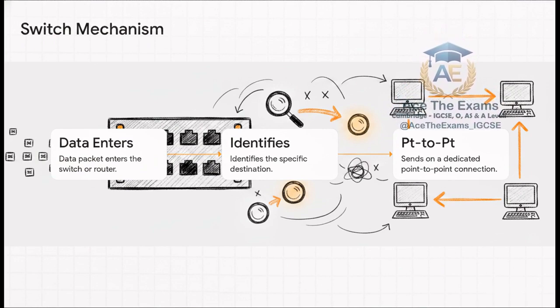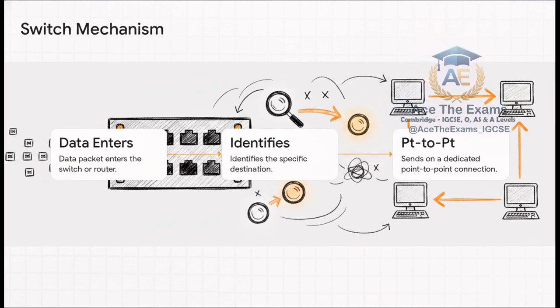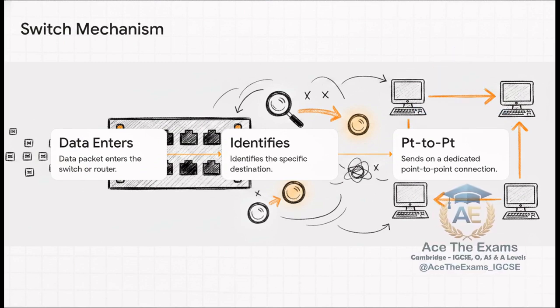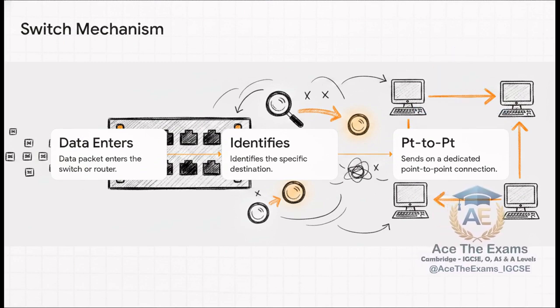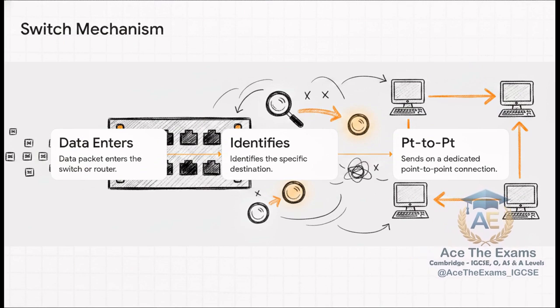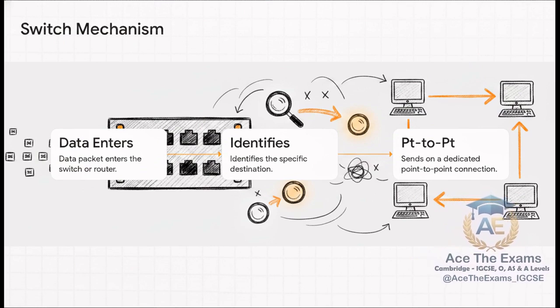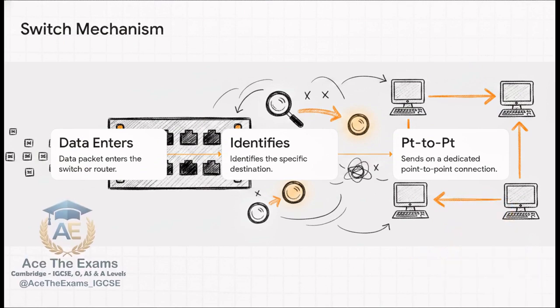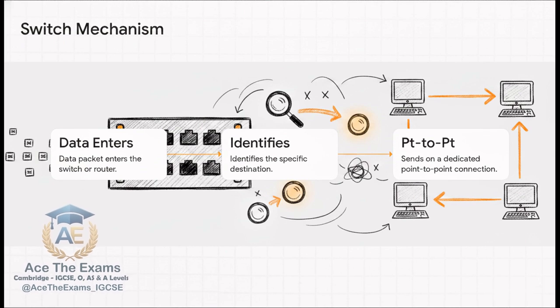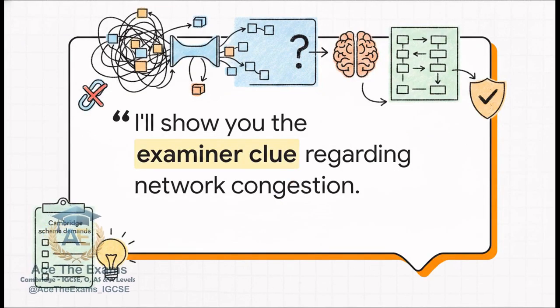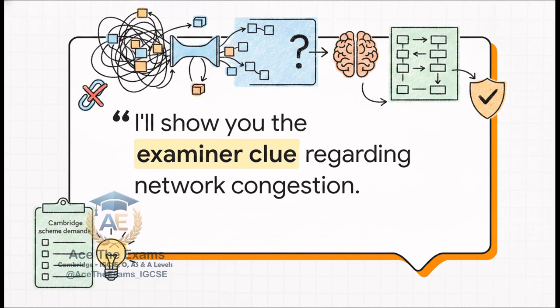To get from the source to the destination, the packet is sent on a dedicated point-to-point connection, strictly between that individual pair of machines. By doing this, switches and routers actively segment the network. They limit that messy broadcast traffic, completely sidestepping the congestion and security flaws of a basic hub. Now, in a moment, I'll show you the exact examiner clue regarding network congestion that changes your answer entirely. But first, you need the framework that makes this clue obvious.